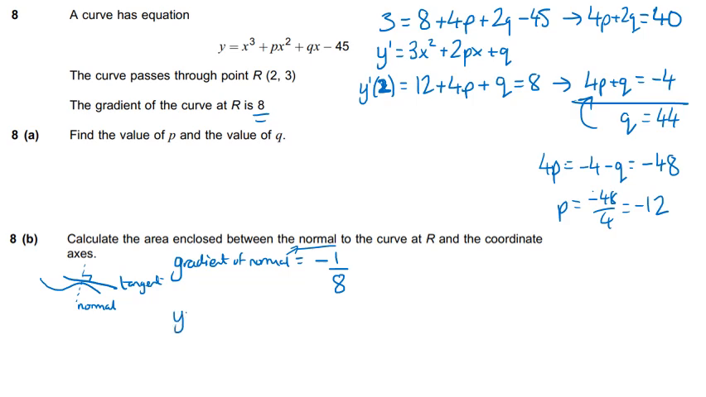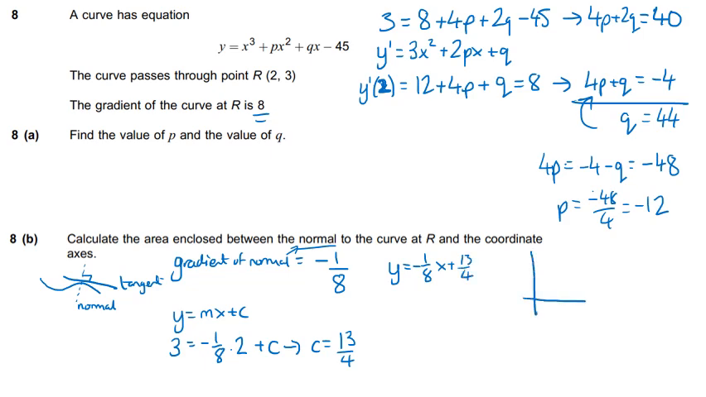And the normal is just a straight line, so let's write y equals mx plus c. And we also know that it passes through the point (2, 3). So we've got y equals 3, the gradient is minus 1 over 8, x is 2, so that'll allow us to find c. So c is going to be 3 plus 2 over 8, plus a quarter, so that's 13 over 4. So y is equal to minus 1 over 8 x plus 13 over 4.